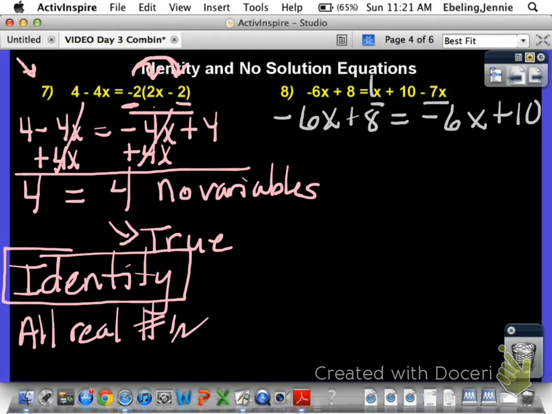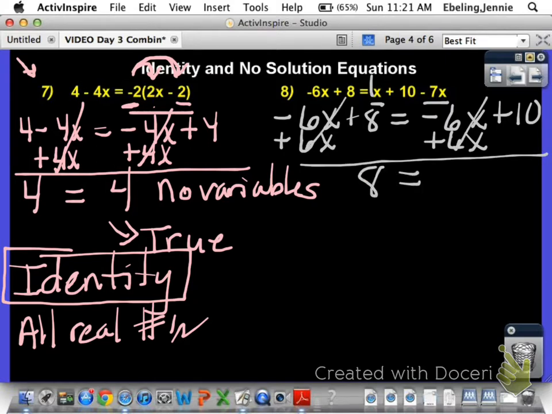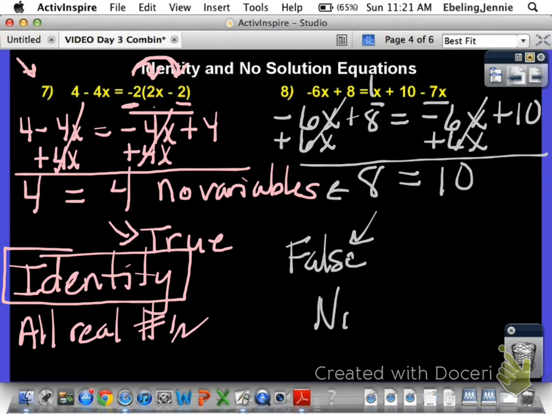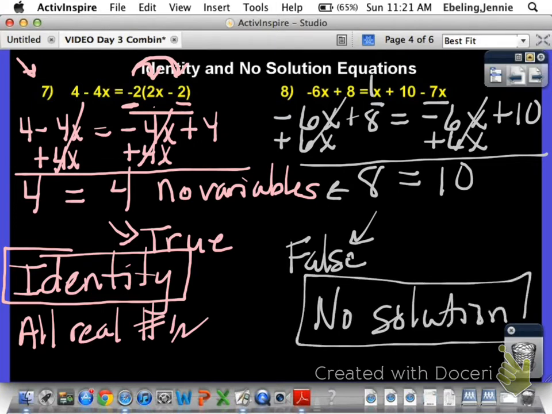So I want to get the variables together on the same side, but I notice when I look at them that they are the same. So it doesn't matter which one I move. It's a minus 6x, I want to add 6x. So then I get 8 is equal to, because those variables cancel out, 10. Okay? No variables, but this guy here is a false statement, and so if it is a false statement, there is no solution. There isn't a single number that would work for that equation.